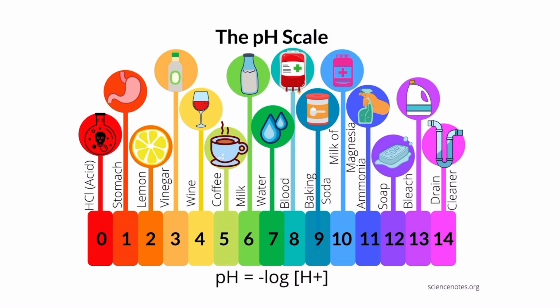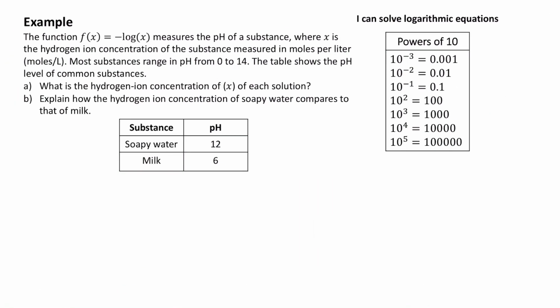So another place that we see logarithms being used is the pH scale. So the pH scale, we say that pH equals negative log of H plus, which tells us the concentration of hydrogen ions in a solution. So the function f of x equals negative log of x measures the pH of a substance where x is the hydrogen ion concentration of the substance measured in moles per liter.